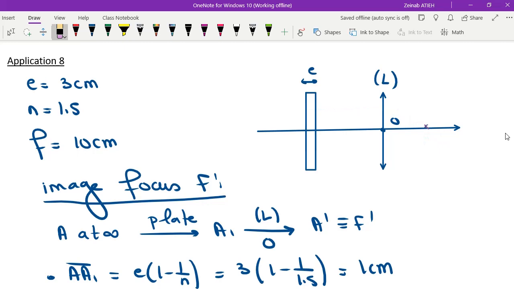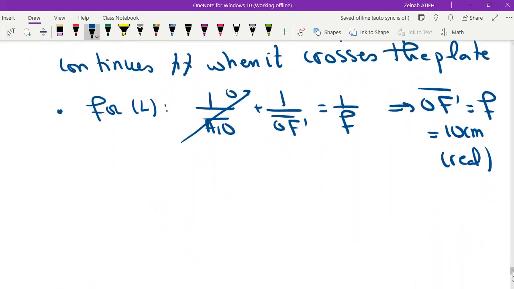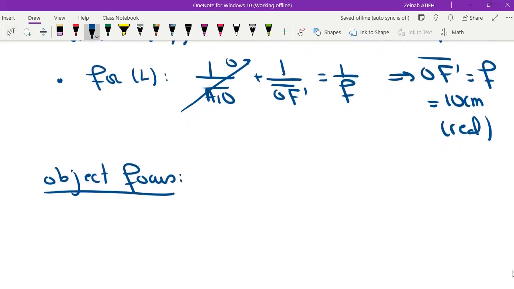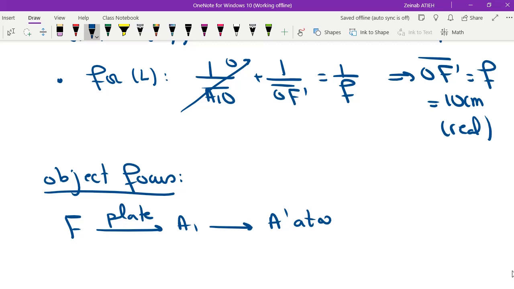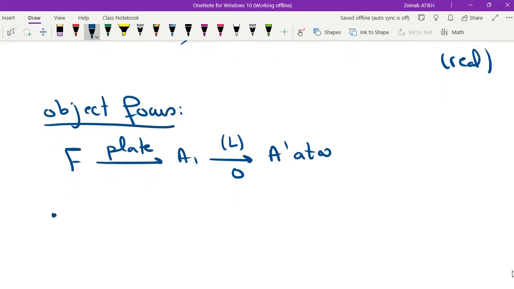Okay. Now let's do the object focus. For the object focus, the object F will give me, with respect to the plate, the image A1. A1 will give me the final image A prime, which is assumed to be at infinity. I have the final image at infinity, and I want to find F, the object focus. Here for the lens L with optical center O. As usual, we start with the lens and then the plate, because I have A prime and I want to find F. So I will start first with L.